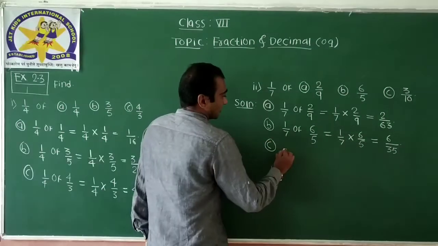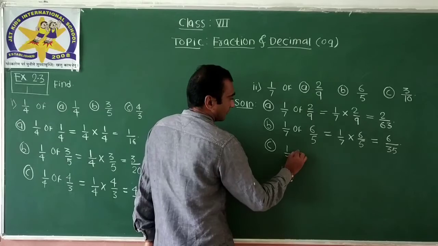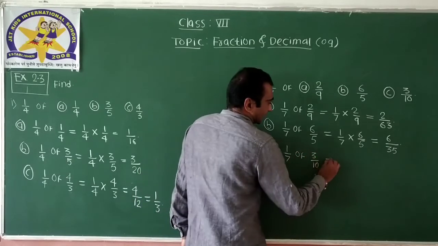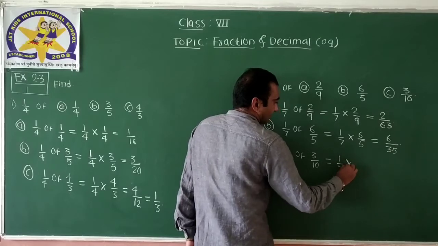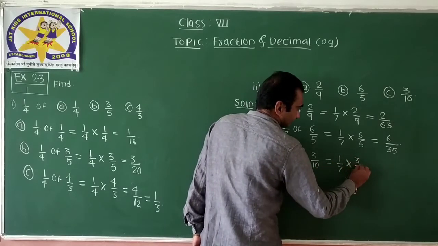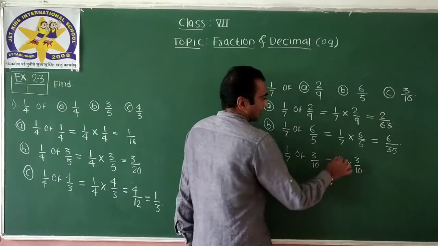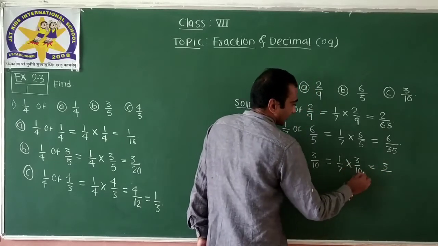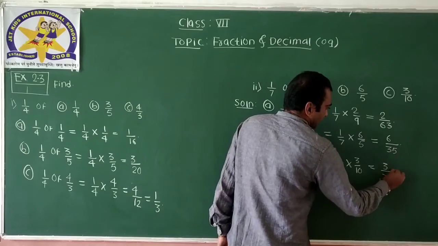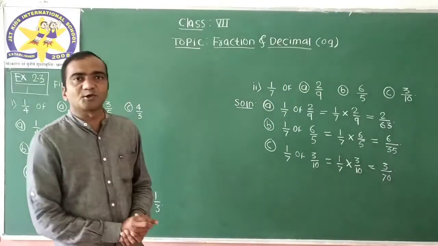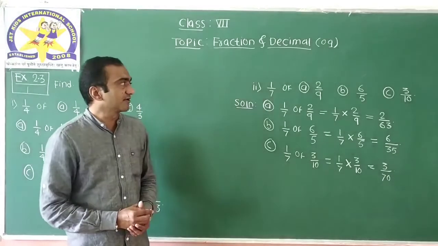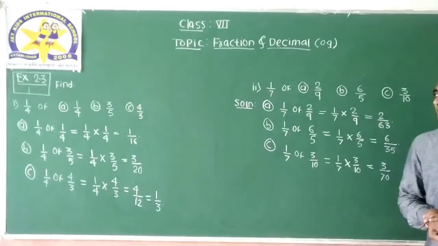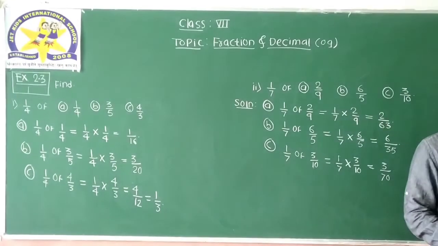After that, question number C. Question number C, 1/7 of 3/10. 1/7 multiplied by 3/10. Make a multiplication here. 1 into 3, 3, divided by 7 into 10, 70. So the final answer will be equal to 3/70. In this way, we complete first two questions. Now we have to see question number second.